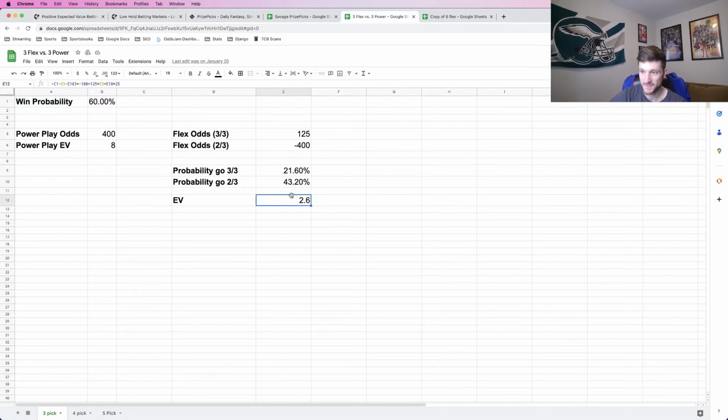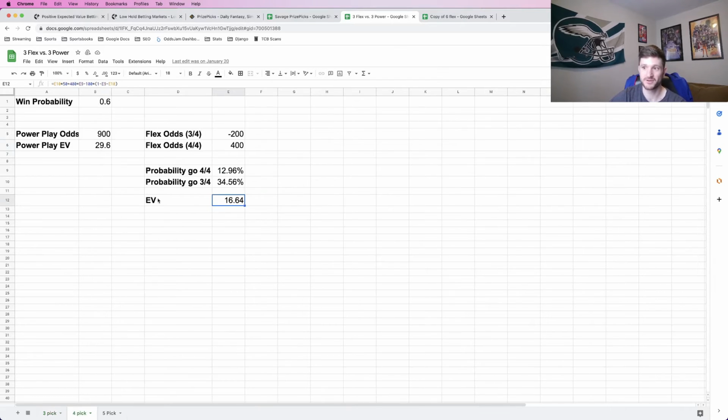down to 2.6% for a flex on 3 legs. And between those two options, so if we're taking out 5 or 6 pick and you're asking whether you should flex a 3 or 4, the answer is no. The power play has higher EV. The power play EV on a 3-leg one is 8%. It's 2.6% when you flex it. For 4 legs, the power play expected value is 29.6%. The EV goes down to 16.64% when you flex it.